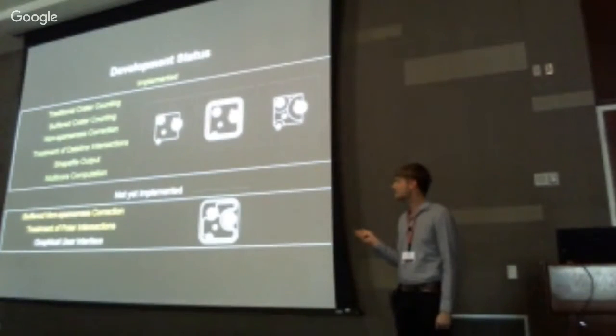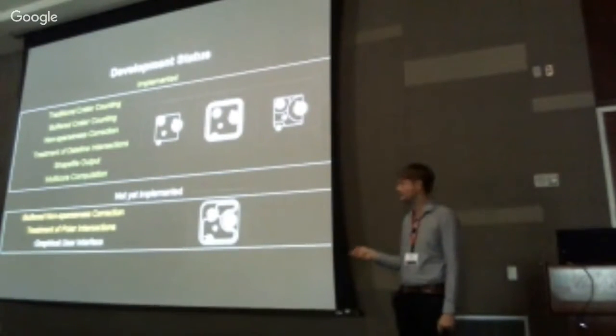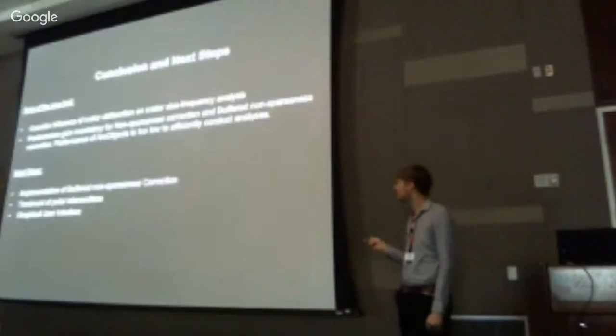We have implemented the buffered crater counting. Data intersections are automatically recognized and handled. The shapefile output supports multi-core computation. We're currently working on the buffer non-sparseness correction and the treatment of polar intersections. When we're done with that, we're working on a graphical user interface.